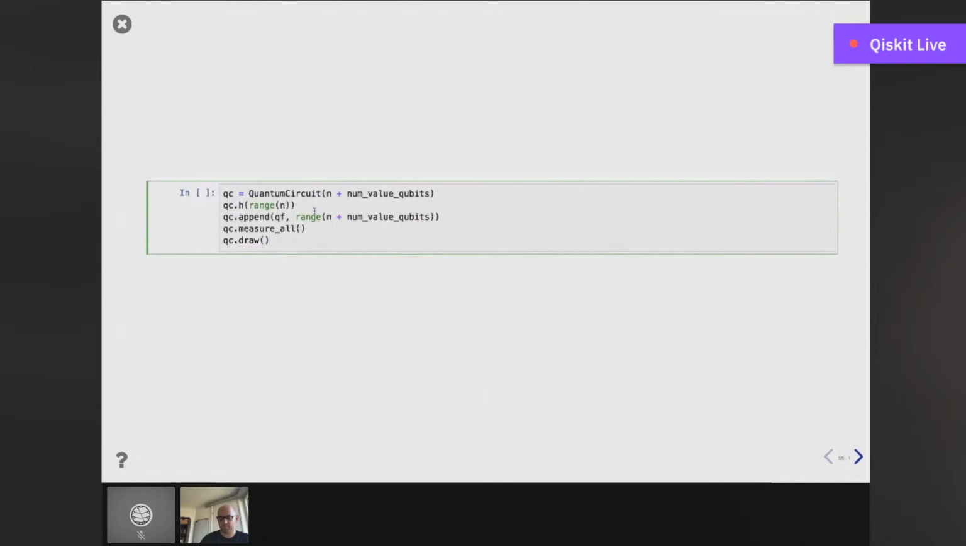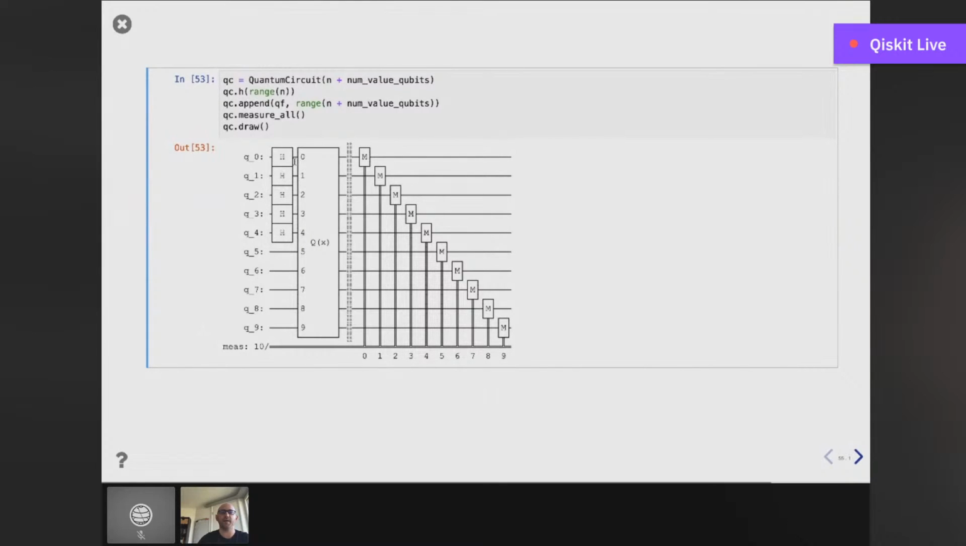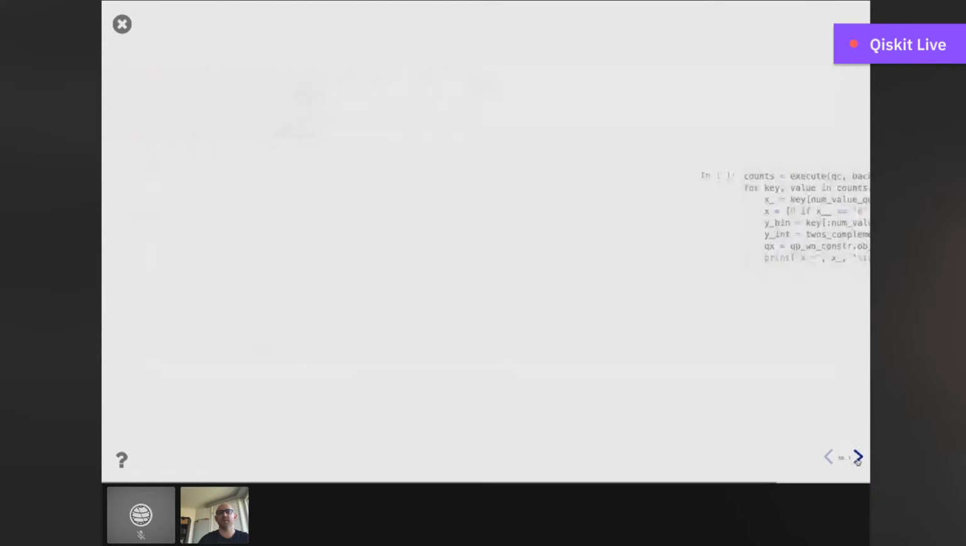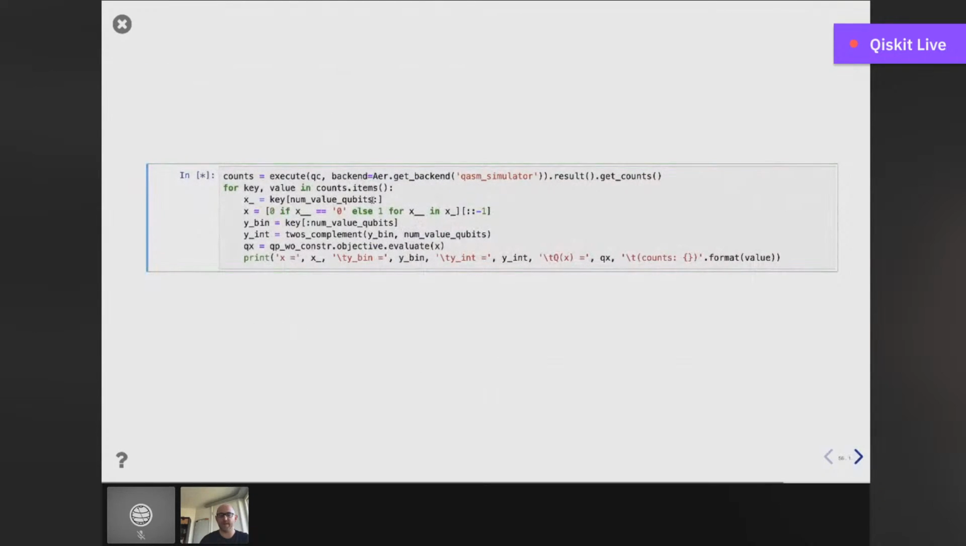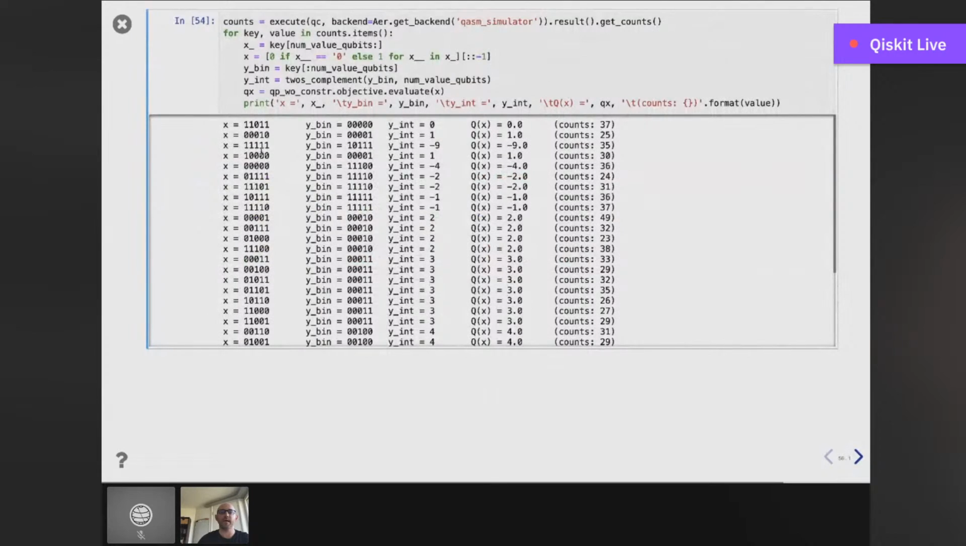So what we do here is we apply Hadamard to the input register. We apply this quadratic form and we measure just to show what the result is. And we again run this on the simulator. Now in the first column you're going to have all the inputs. Then you have the binary representation of the output and the integer representation. And for reference, we evaluated here the objective function of the quadratic program again. And you see that this matches nicely.